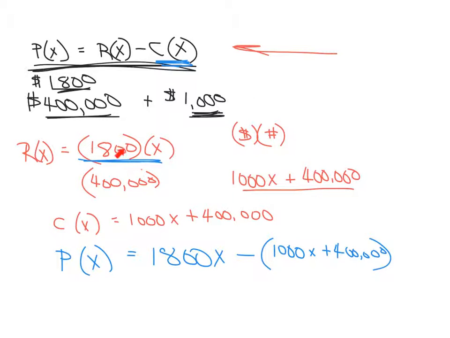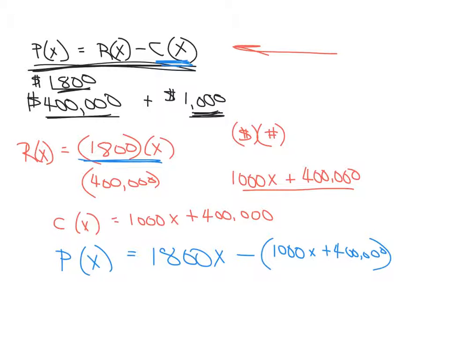So see what I did? I found what R of x equals in this particular equation. It's 1,800x. I found C of x for this particular equation is that. I put the R of x here because it's there, and I put the C of x here because it's there.